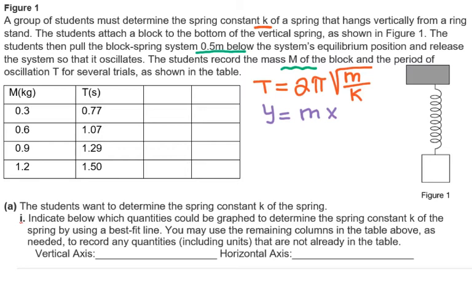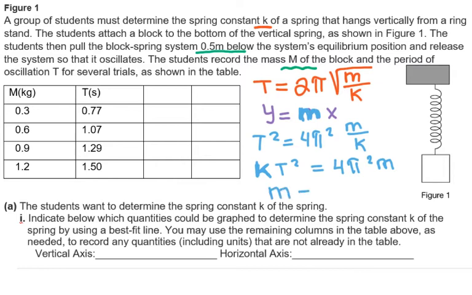I'm going to square both sides of the equation. So I have T squared equals 4 pi squared, and if I square the square root, I have m over k. Then I can multiply both sides by k, so I have k T squared equals 4 pi squared m. Because k is going to be my slope, I can rewrite it as m equals k, my slope, times T squared over 4 pi squared.